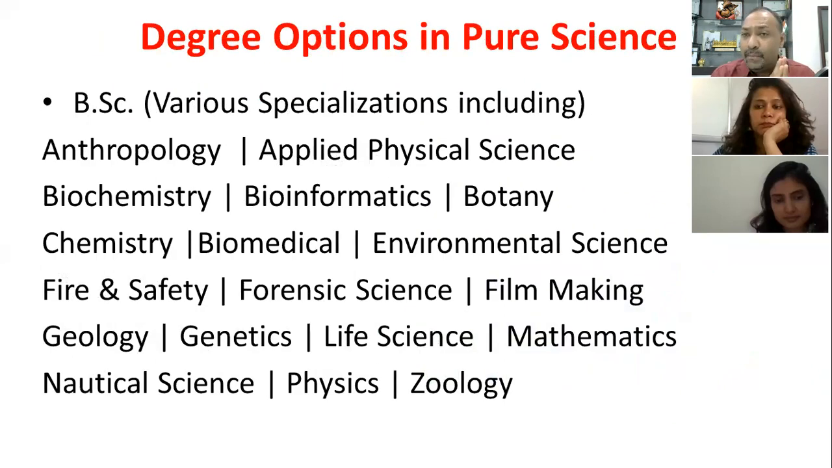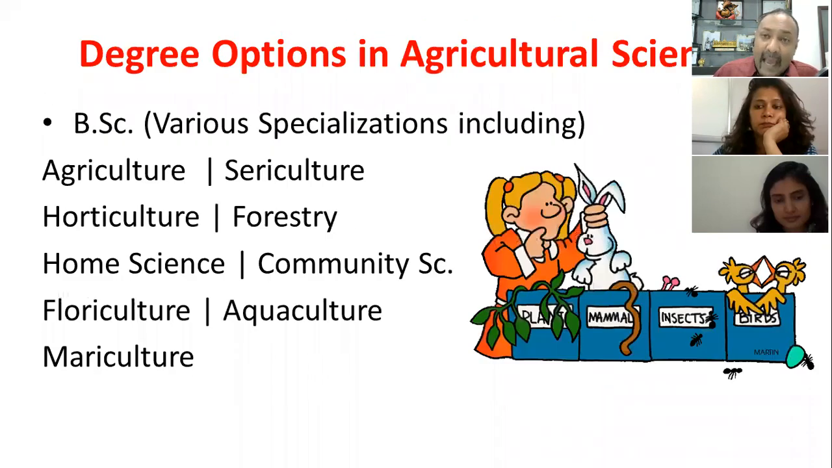Now, whether you've taken A group or you've taken B group, any child who has studied any combination of science in 11th, 12th can opt for two other areas. One is pure sciences and second is agricultural sciences. Within pure sciences, you can go for anthropology, applied physical science, biochemistry, bioinformatics, botany, chemistry, biomedical, environmental sciences, fire and safety, forensic sciences, filmmaking, geology, genetics, life sciences, mathematics, nautical sciences, physics, or zoology. And in agricultural sciences, you could go for agriculture, sericulture, horticulture, forestry, home science, community science, floriculture, aquaculture, mariculture, food, nutrition, and dietetics, and so on.